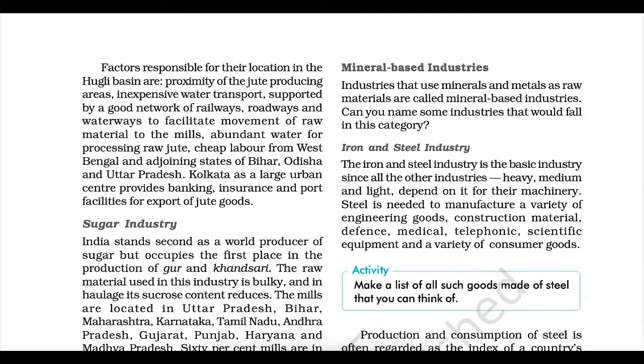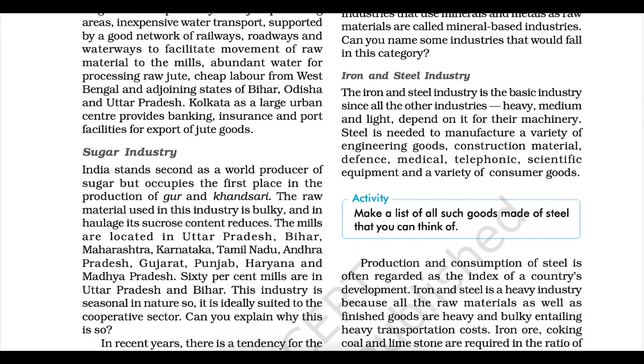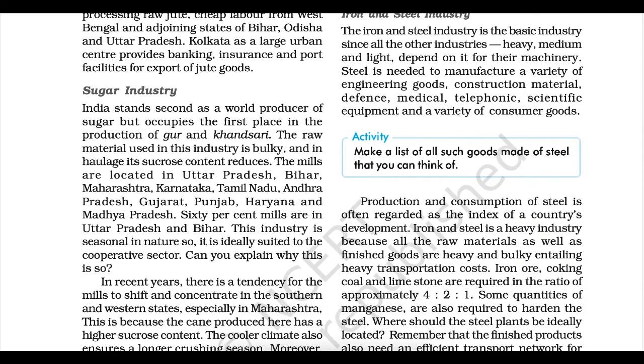Factors responsible for their location in the Hooghly Basin are proximity of the jute producing areas, inexpensive water transport, supported by a good network of railways, roadways, and waterways to facilitate movement of raw material to the mills, abundant water for processing raw jute, cheap labor from West Bengal and adjoining states of Bihar, Odisha, and Uttar Pradesh. Kolkata, as a large urban center, provides banking, insurance, and port facility for export of jute goods.